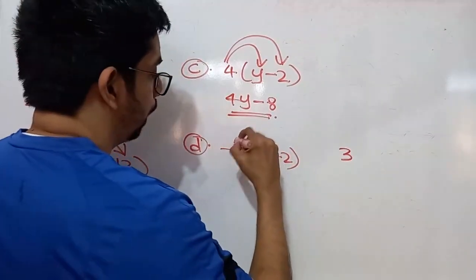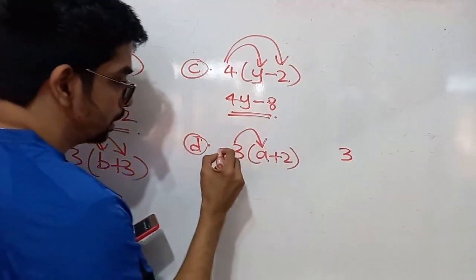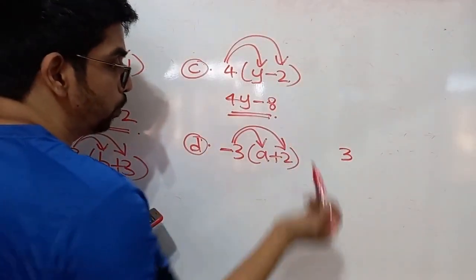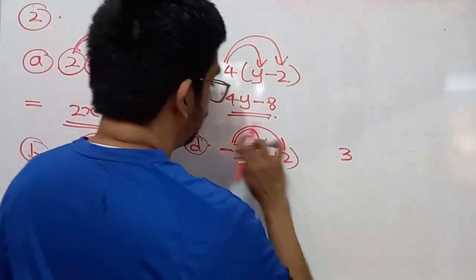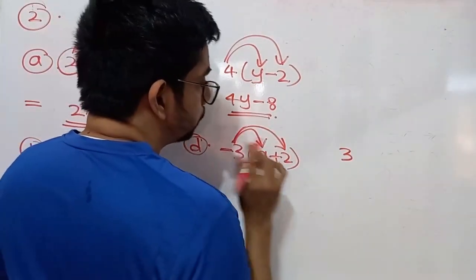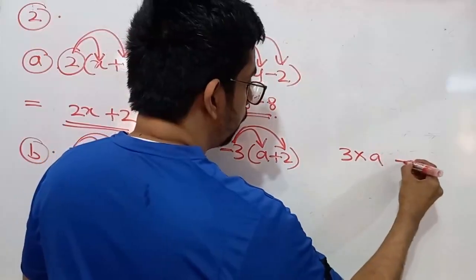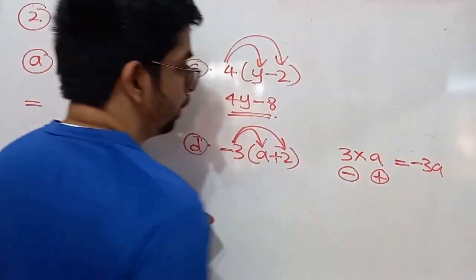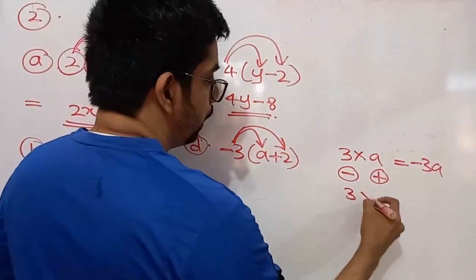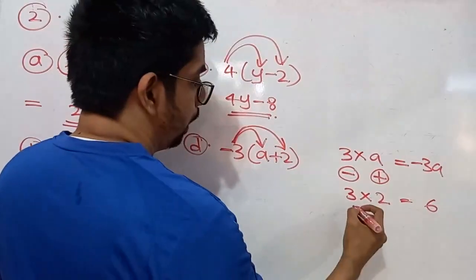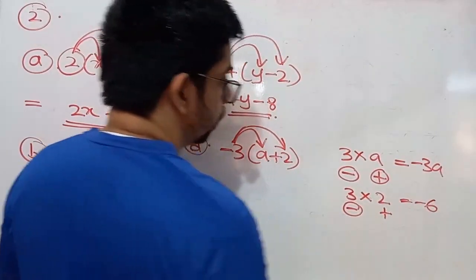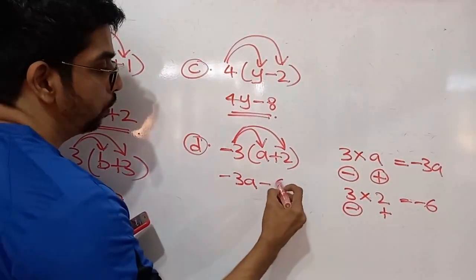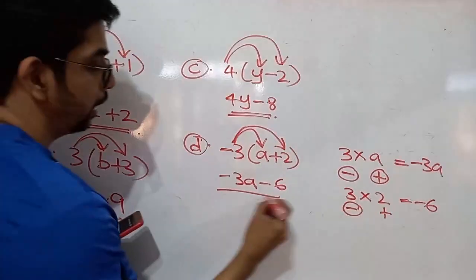Right, let's look at this too. So with this negative 3, this is a negative 3. We have to multiply both a and positive 2. Right? We must multiply both. So look, 3 into a, we know that is 3a, but this is negative, this is positive, so here we get negative 3a. Right? 3 into 2, we know that is 6. This is negative, this is positive, so this is also negative. Right. So what do we have here? Negative 3a negative 6.